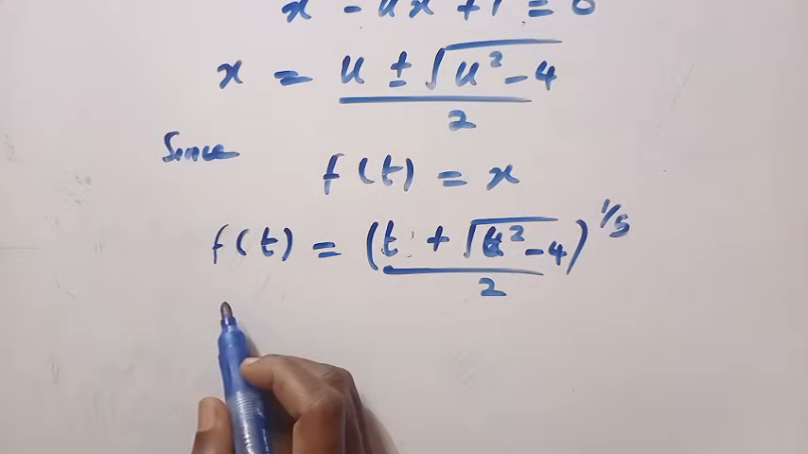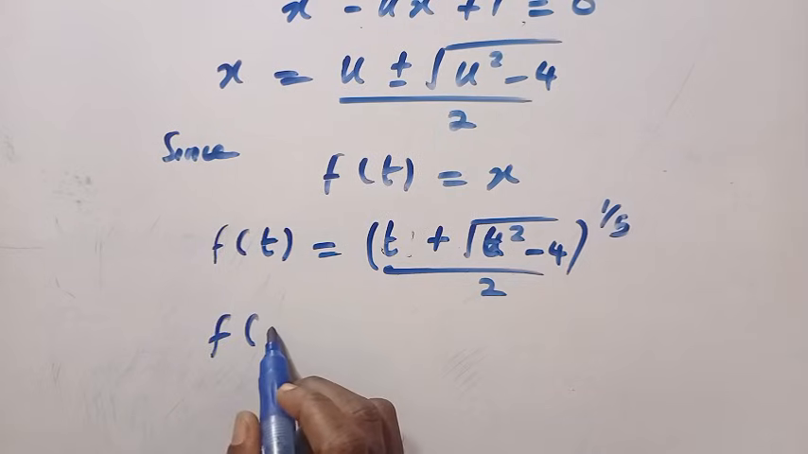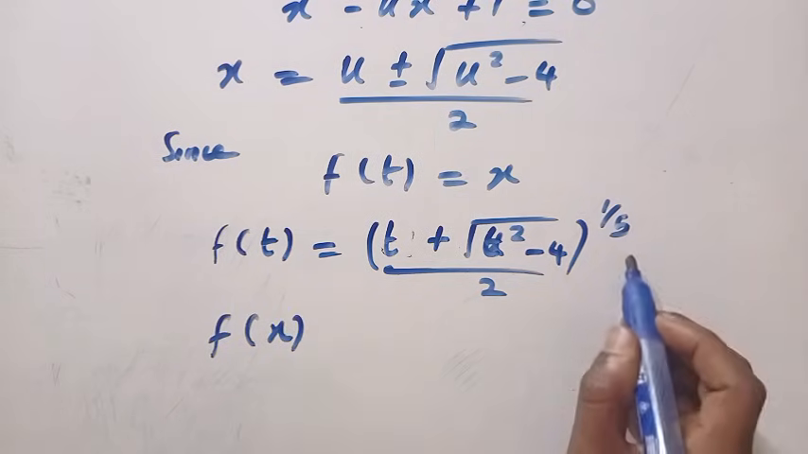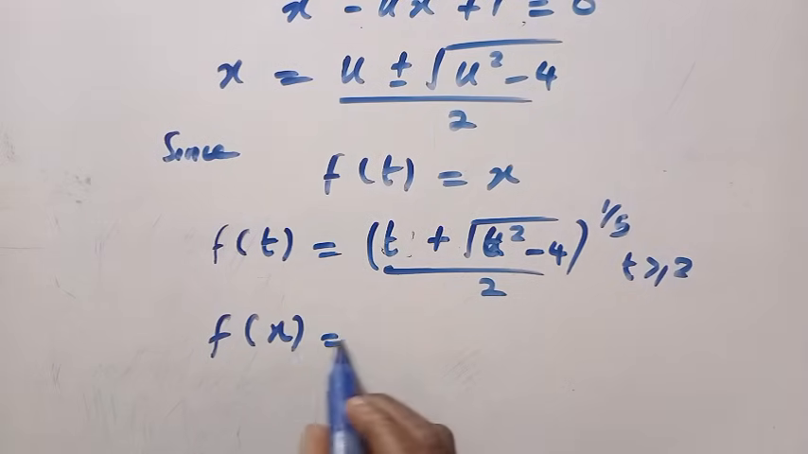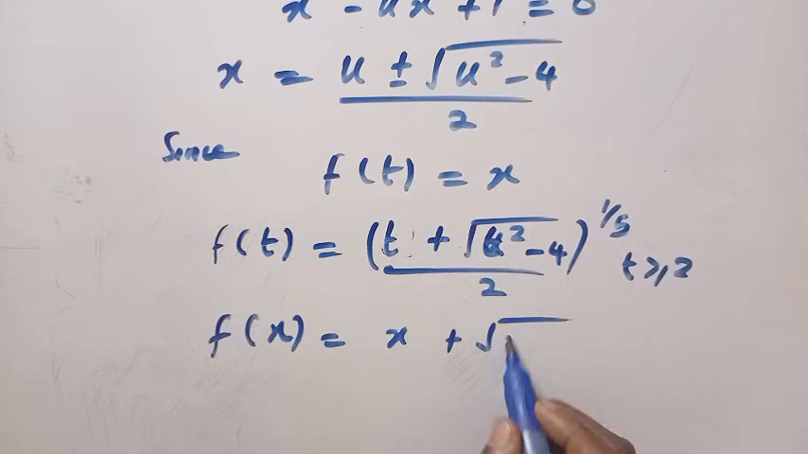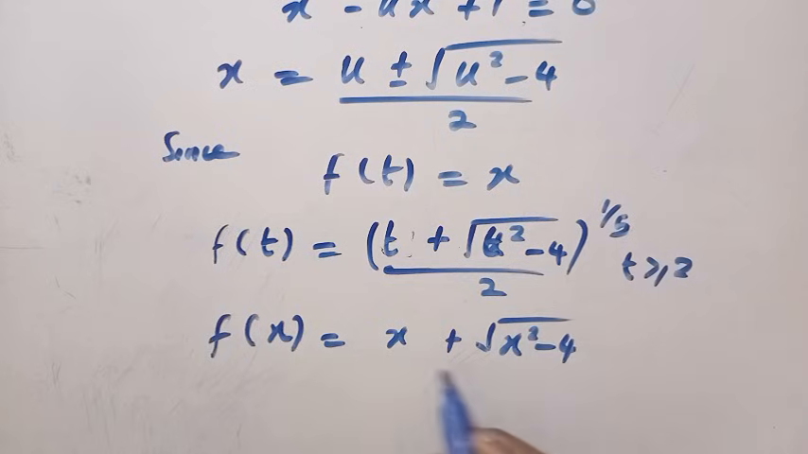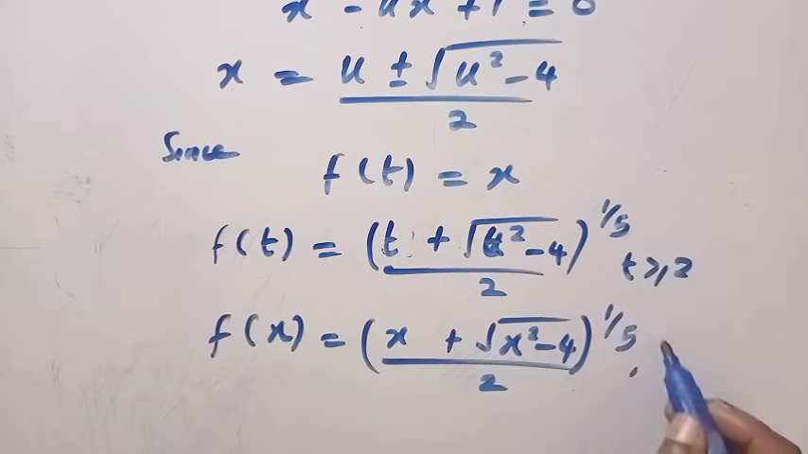So by changing this t to x, we have f of x, and from here x is greater than or equal to 2. So therefore f of x is x plus the square root of x squared minus 4, divided by 2, then all raised to power of 1 over 5, with x greater than or equal to 2.